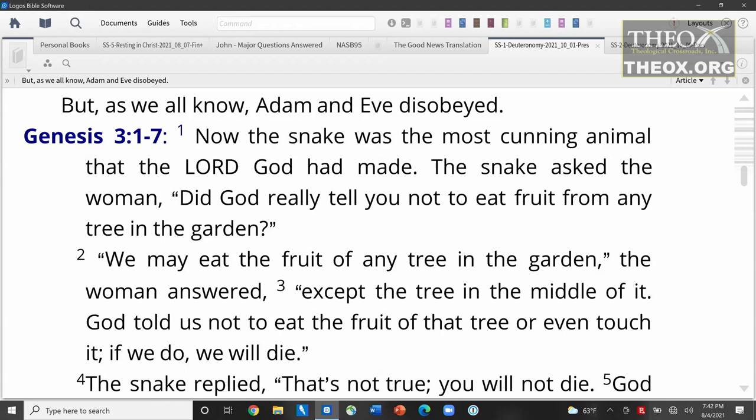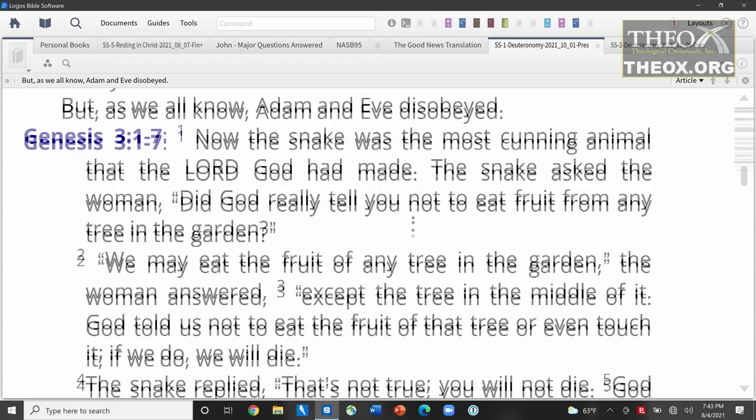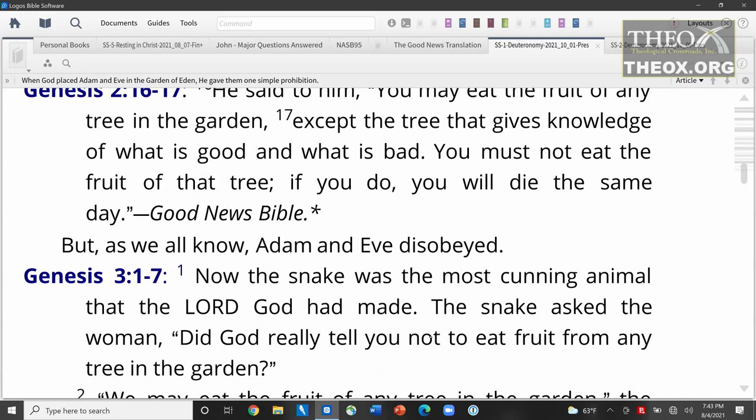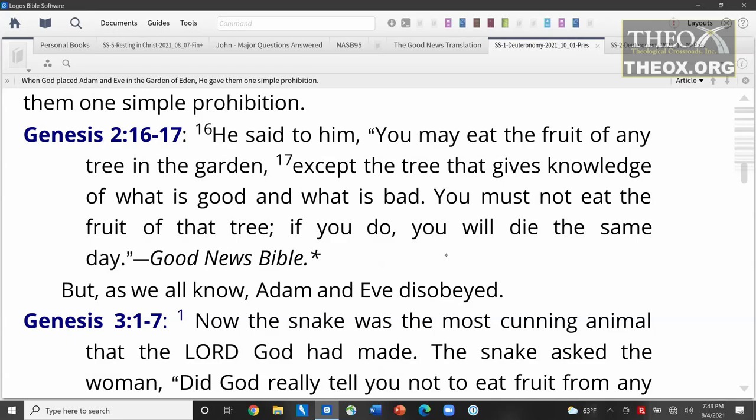And let me interrupt there a second. You notice he changed it. Over here in Genesis 2, it's, you may eat the fruit of any tree in the garden, except the tree of the knowledge of good and bad.